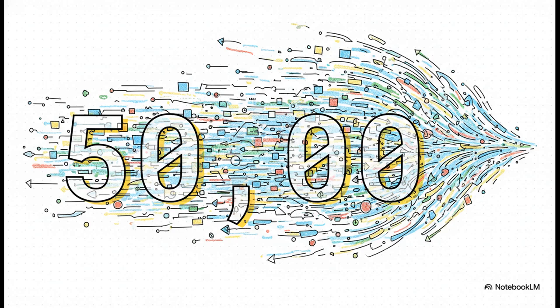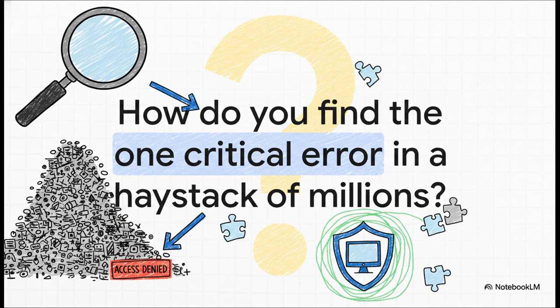The sample data used for this analysis was 50,000 records long, and that was just for a test. A real system can spit out millions of these lines every single hour. It's not a stream of data, it's a fire hose. So it all comes back to this one mystery. How on earth are you supposed to find that single critical access denied error when it is buried in a mountain of millions of other totally normal lines of text?